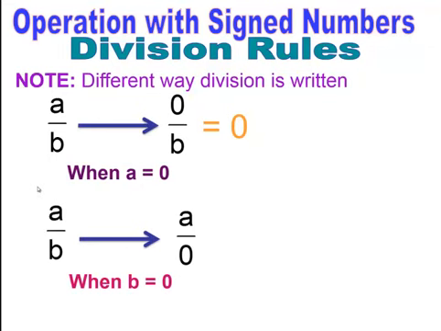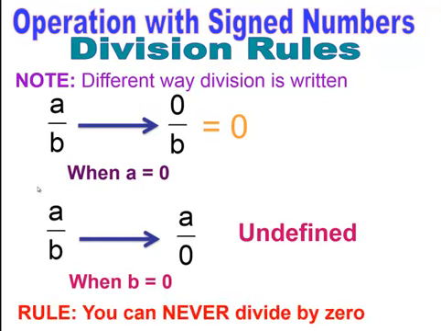Now when you have 0 dividing into a number, 0 dividing into A, you'll never find a solution that will work, because you cannot divide by 0. So when you're dividing by 0, your answer is undefined. You'll never find a solution that works. So the rule is you can never divide by 0.